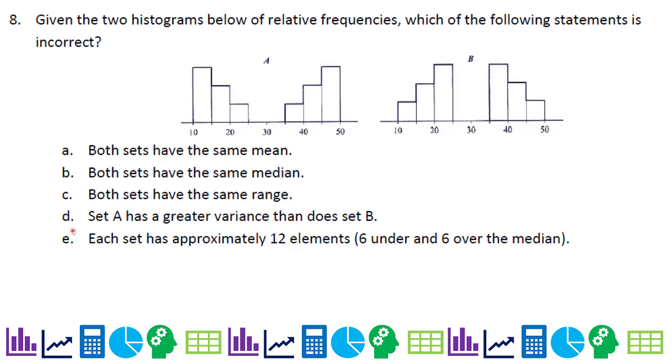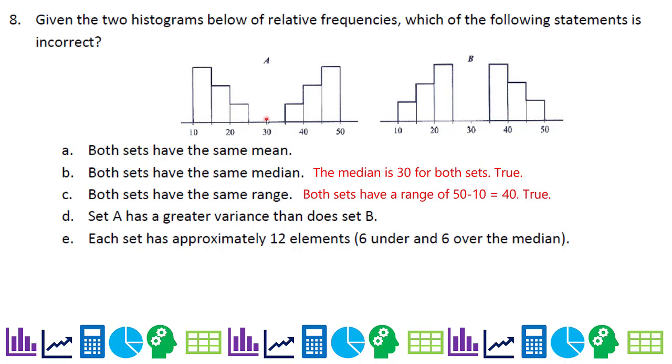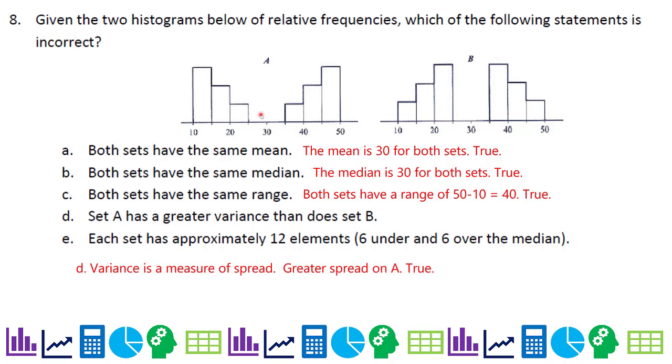Given the 2 histograms below of relative frequencies, which of the following statements is incorrect? So I'm just going to kind of go in different orders. Let's say we start with the range. Both sets have a range of 50 minus 10 because range is max minus min, so that one's true. The median is 30 for both sets because that is the halfway point between data. That's true. And the mean, because they're symmetric, the mean and the median are exactly the same. So it's 30 for both sets. That's true.